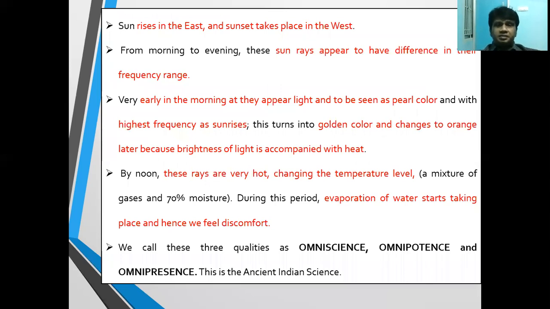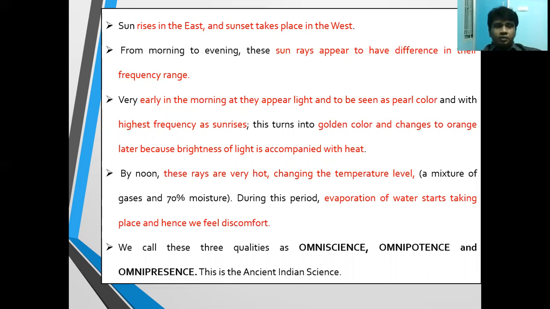So how is it applicable? Normally we know the sun rises in the east and sets in the west. There are a number of frequencies and color changes which happen during the sunrise. If you wake up early in the morning, you can see the sun. It should be a pearl color. Then in the afternoon, at the highest frequency, it turns into a golden color. In the evening, it automatically changes to orange color. Here, the spectrum of light is visible.